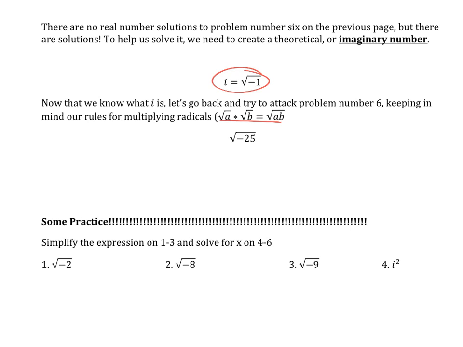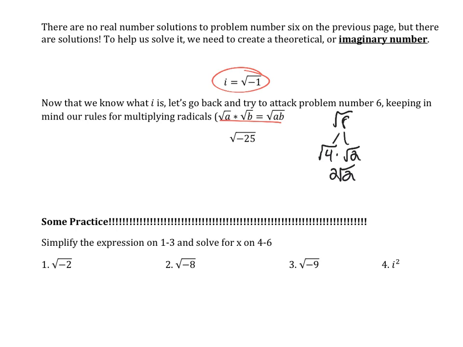Let's just review real quick. You might have seen something like root 8, and you might have broken that down into root 4 times root 2 and said that simplifies to 2 root 2. That might be how you saw it before. Let's take a look at root negative 25, though. What could I break that down into?